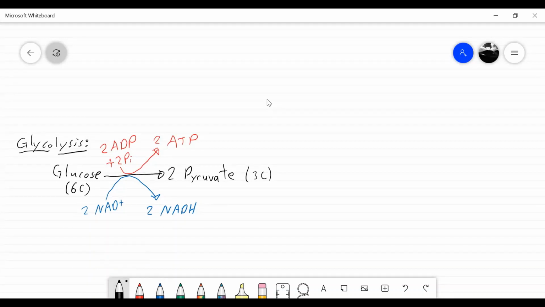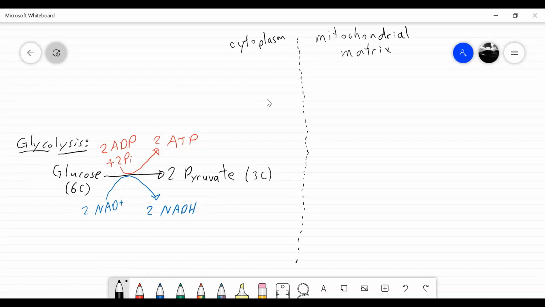So let's actually draw a membrane. Or actually, I guess this would be a double membrane, but I'm not going to do two dotted lines. It's hard enough doing one. Okay, so what do we have here? Here we have the cytoplasm. And here we have the mitochondrial matrix. Okay, so there's glycolysis. It's cruising along out there in the cytoplasm. We get pyruvate moving across the membrane.